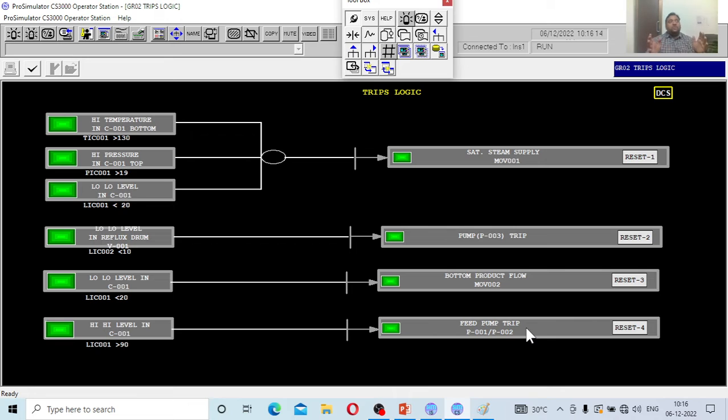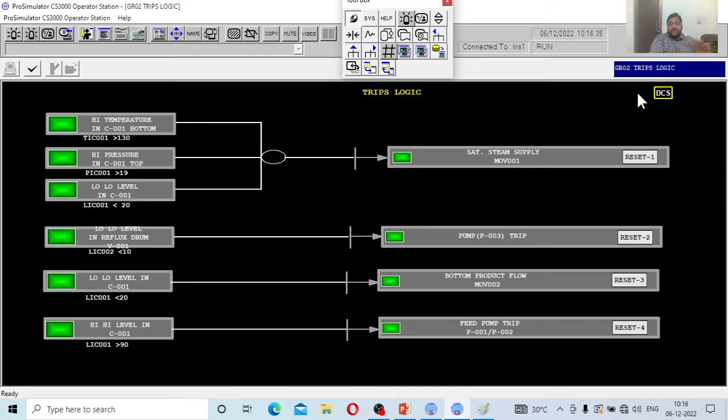Normally whenever you go to any chemical industry, you have to go through these trip logics: when a pump is going to get off, when a valve is going to get closed, when the steam supply is going to get stopped. These are the trips that are given in such a distillation column. You all have to understand this. Okay.